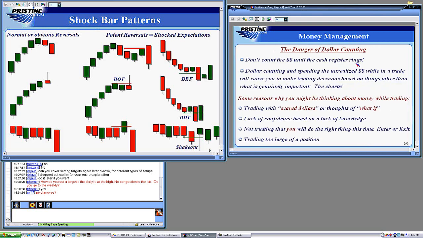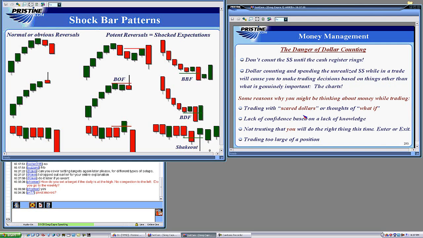It's an important point. It's not your money until you exit the trade. Don't count money until it's out. You're done. You're thinking about the money while in a trade. You should be focusing on what's important: the market environment and what you're seeing on the chart.